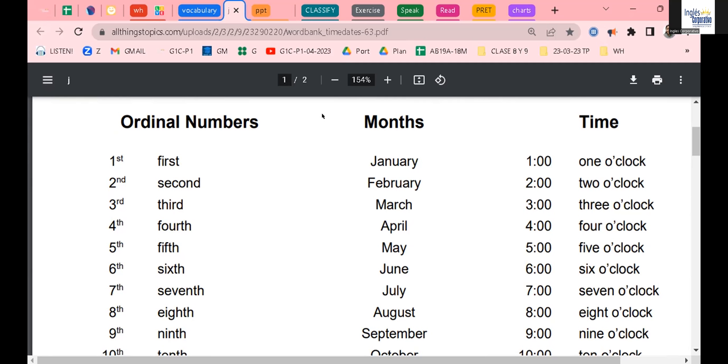Okay, so now we have the months. And with the months we have January, February.